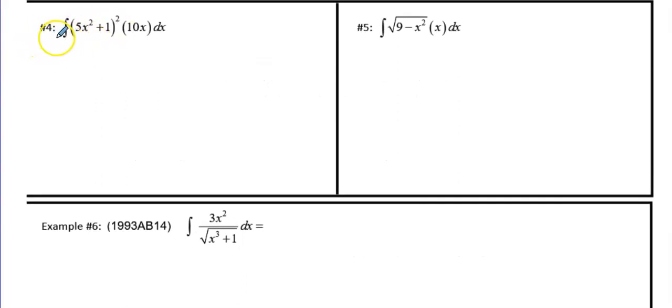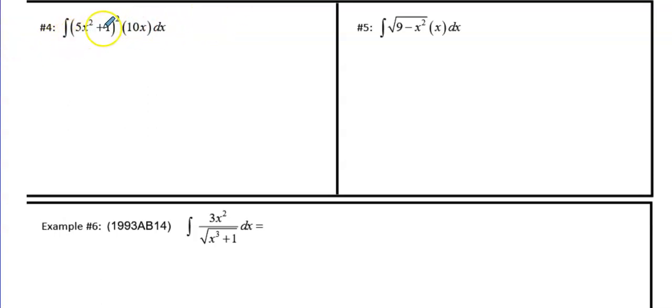We're going to start with example number 4, and when we look at this example, we're integrating (5x squared plus 1) quantity squared times 10x dx. What we could essentially do here is FOIL this out, distribute the 10x, and then use the power rule to integrate. But let's say this is not a square, and let's say this is to the 12th power or the 22nd power. You're not going to want to do that. So we're going to actually use substitution here.